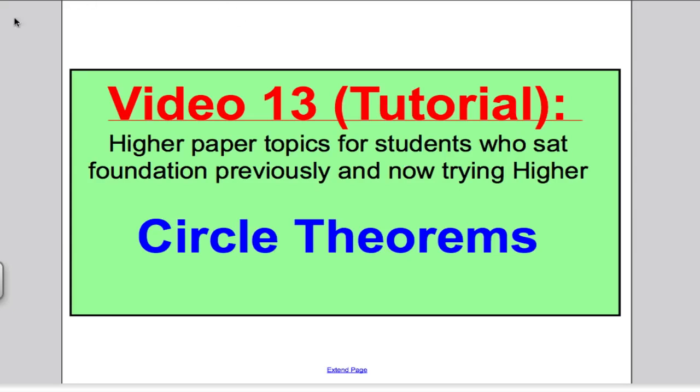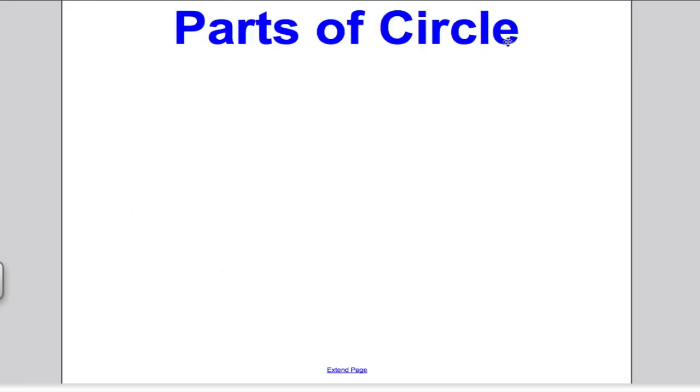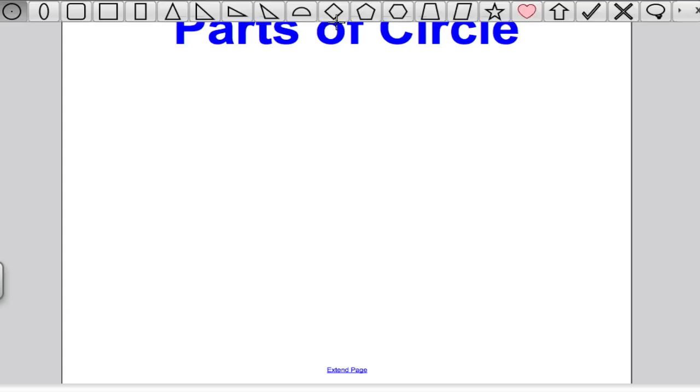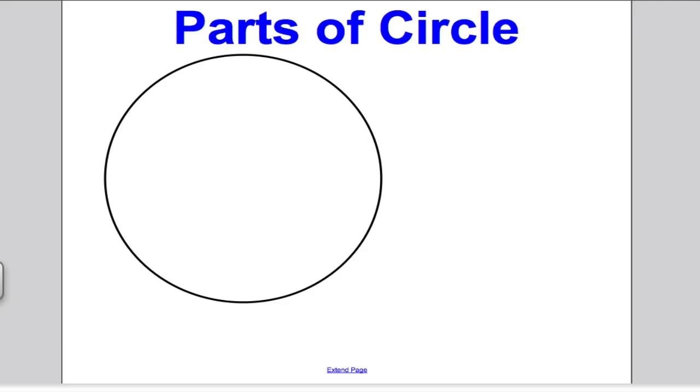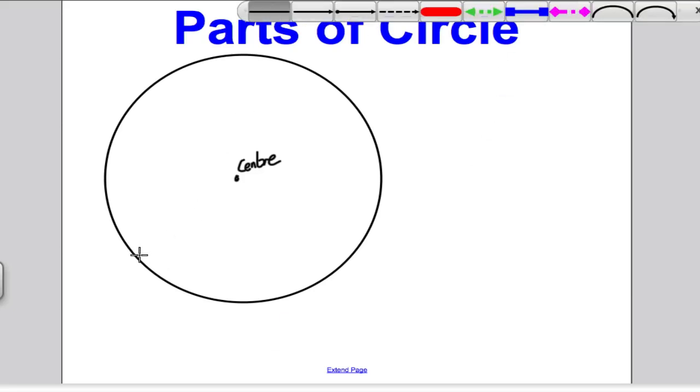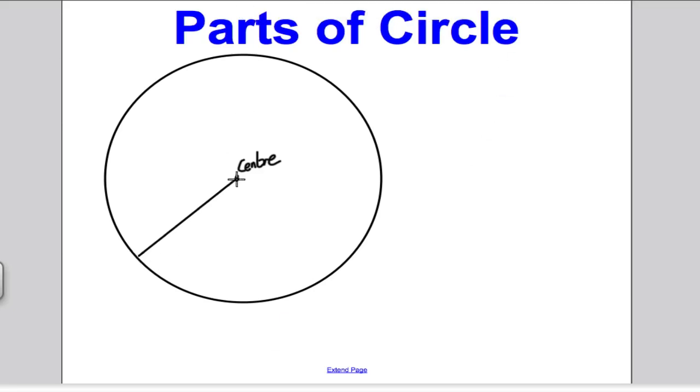Before we launch into the circle theorems, let's just talk about the parts of a circle. So I'm going to start and draw ourselves out a circle here. Now, a key part of the circle is the center. So you should know that there is a center of a circle. A line from the center to the circumference of a circle, I'll deal with that in a second, is called a radius. And you can think of it like sun rays coming out from the center of the sun.